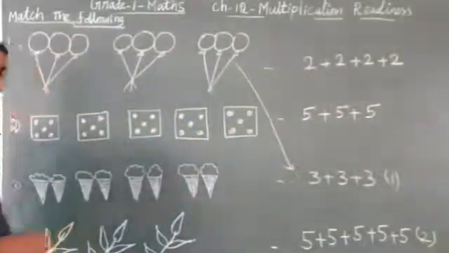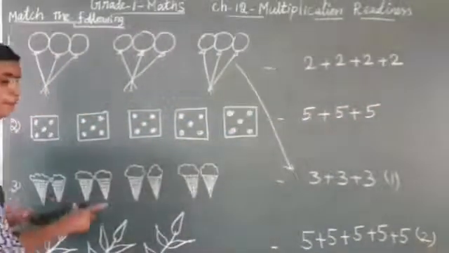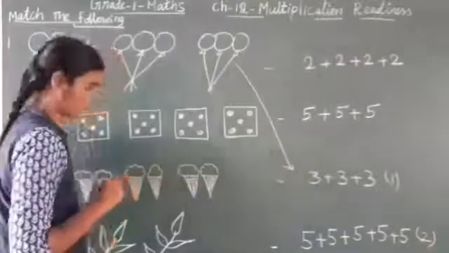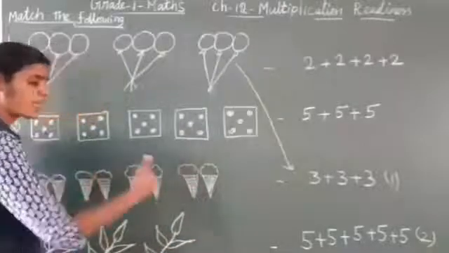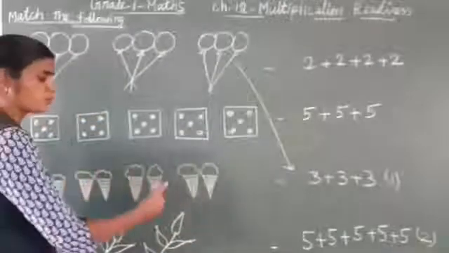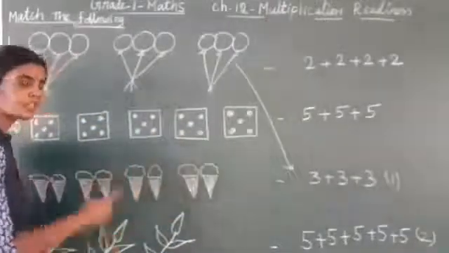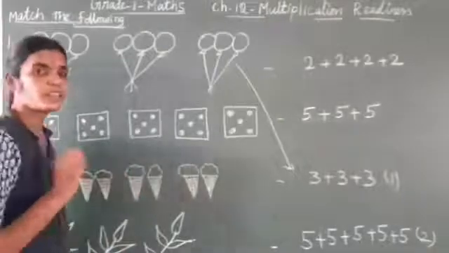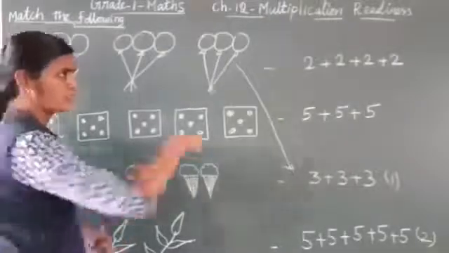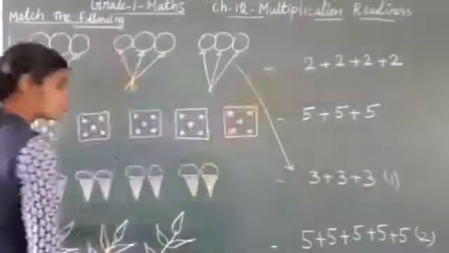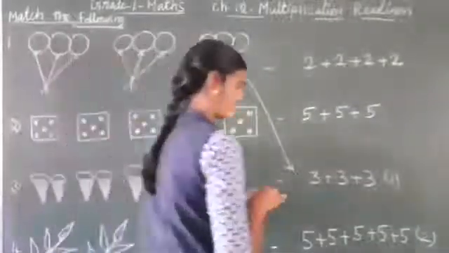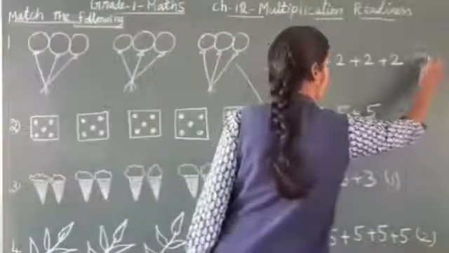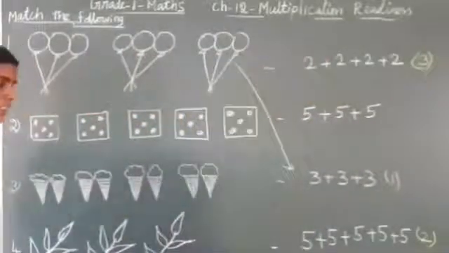Next one, ice creams. Ice creams, how many groups? 4 groups. 2 plus 2 plus 2 plus 2 is 8. 4 times 2 is repeated. So 4 twos are 8. So here there is 2. Here only. So for question number 3, you should write it near that number. Clear?